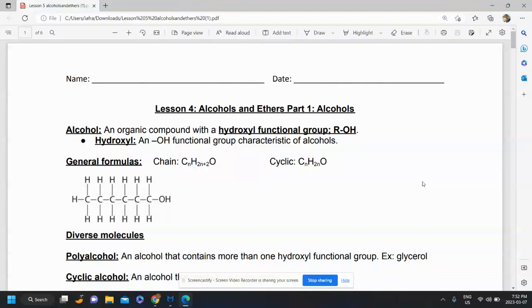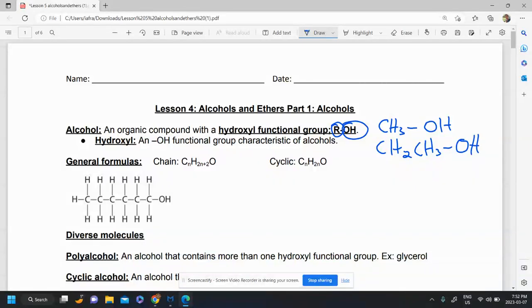In this video, we're going to learn about alcohols. Alcohols are a group of organic compounds that have the functional group OH. The R represents a carbon chain of some length, whether it be a one carbon chain like this or a two carbon chain like this. Doesn't really matter. The point is that it's a carbon chain, and then somewhere on it, you have an OH group attached to it. And that OH group is called a hydroxyl functional group.